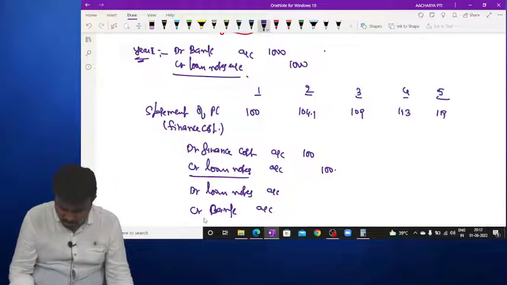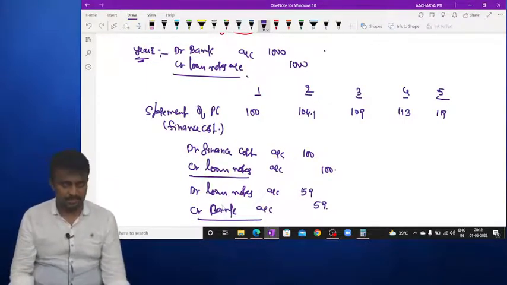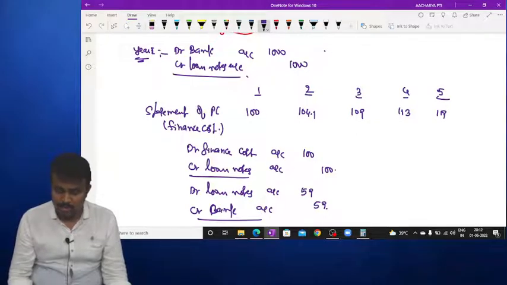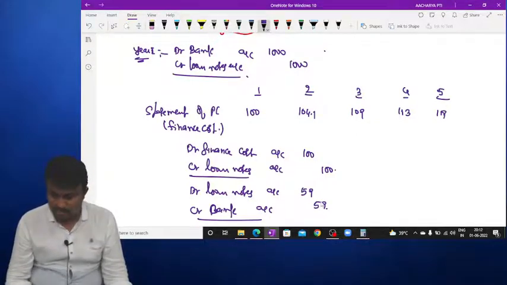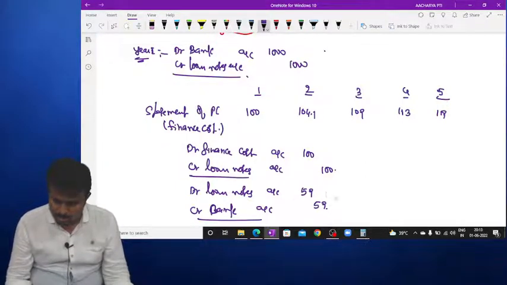But how much amount of interest paid? Every year we paid only the coupon rate. So we paid what? Coupon rate, nothing but 59 only. Every year we paid 59. So the coupon rate is only what we are liable to pay.